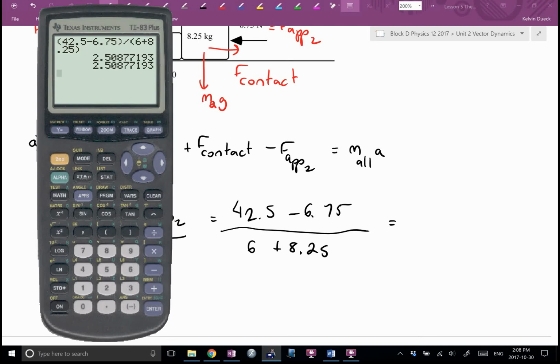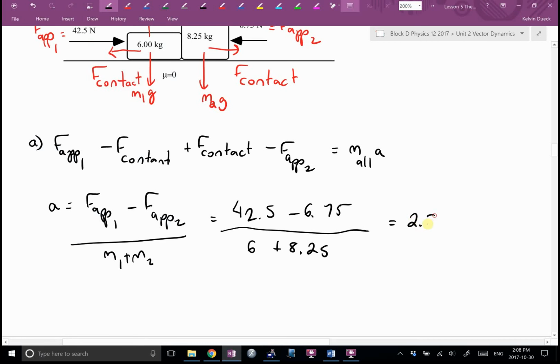Okay, I'll go 2.51, but I'll keep this on my calculator. Now, part B says find the contact force. Doesn't matter which mass I use, but I'm going to use an individual mass equation. If I was clever, I'd try and let the contact force be pointing in the winning direction. Jordan, my friend, what direction is the winning direction here? To the?